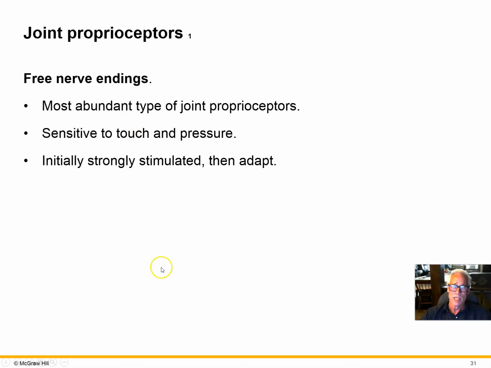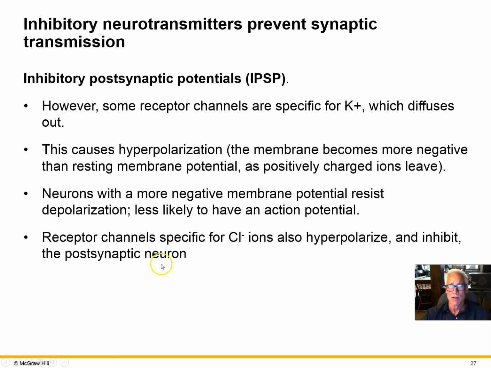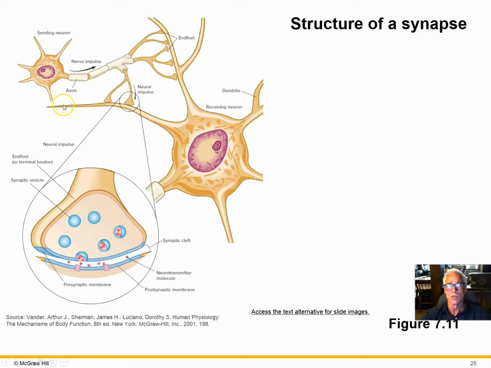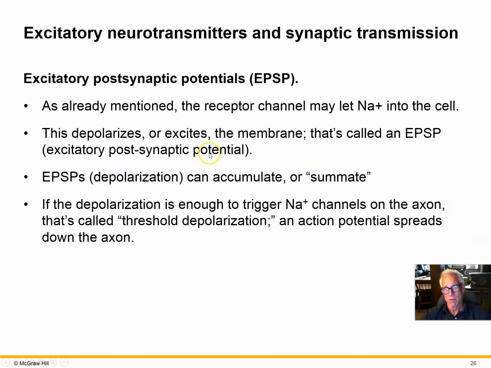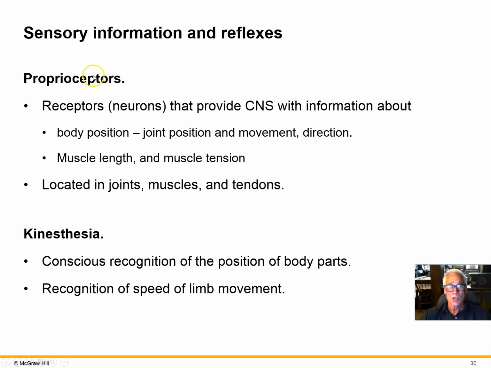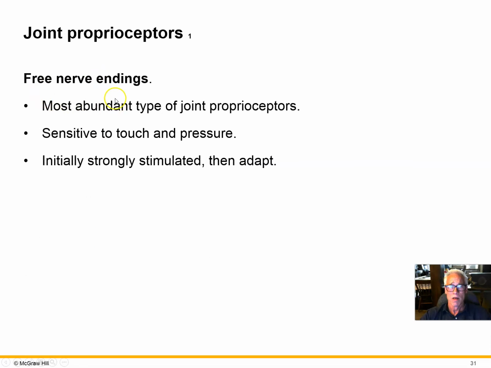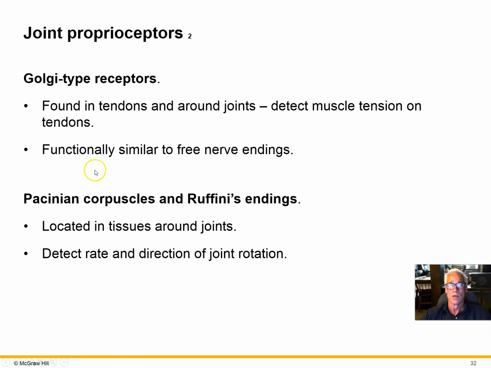There's free nerve endings, which are just pointy, sharp little dendrites, sort of like what I've been drawing in a lot of our cartoons. This little sharp thing might be the way a free nerve ending would look on the dendrite of a sensory neuron. The cell body wouldn't be right there, but anyway. So free nerve endings are one type of proprioceptor. They're all in the joint capsules and around joints, and they allow us to determine the position and movement of the joints.